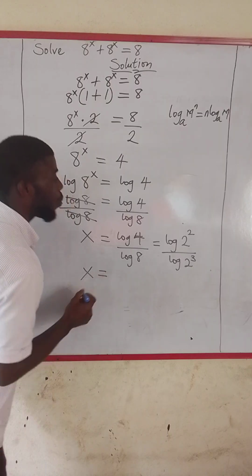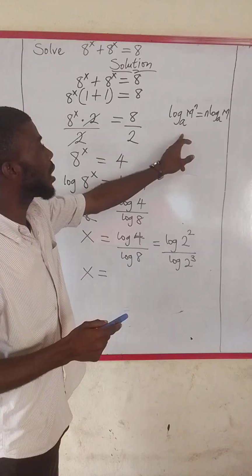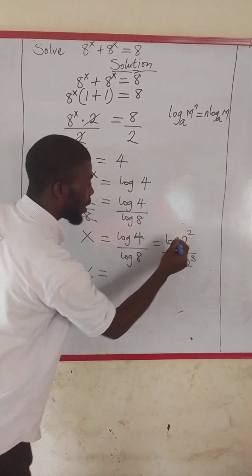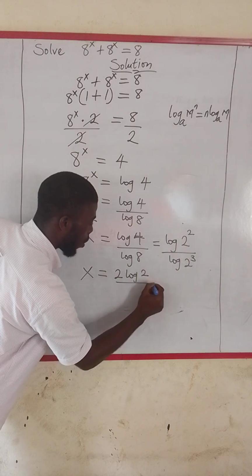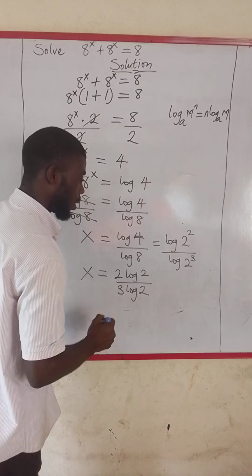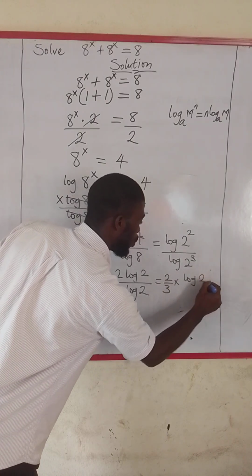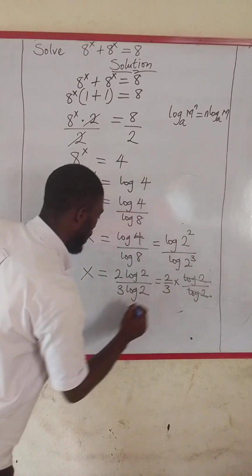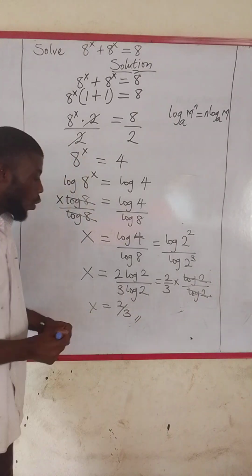This will now be that x is equal to, don't forget, from the power law that says that if I have log base a of n raised to the power of n, I can also write it like this. So it means that I can actually write my right hand side to be 2 log 2 all over 3 log 2. This is the same as saying 2 over 3 times log 2 over log 2. Log 2 will cancel log 2, and we will be left with x equal to 2 over 3.